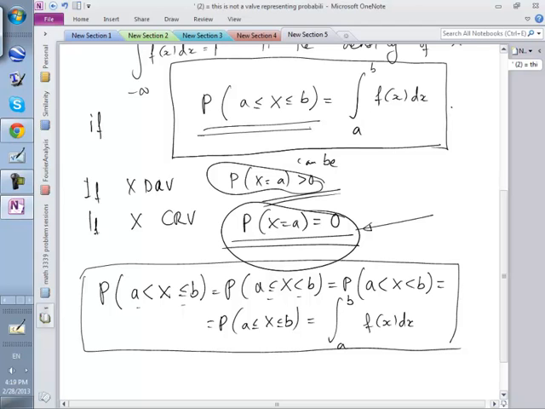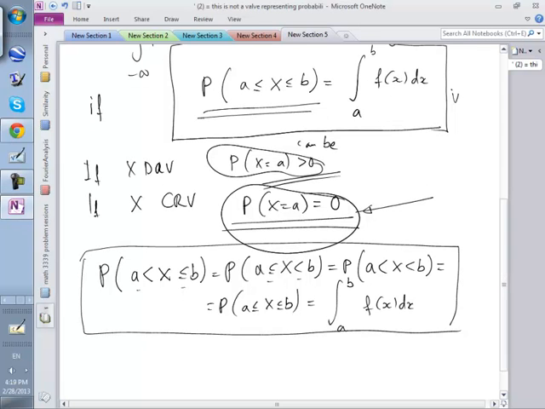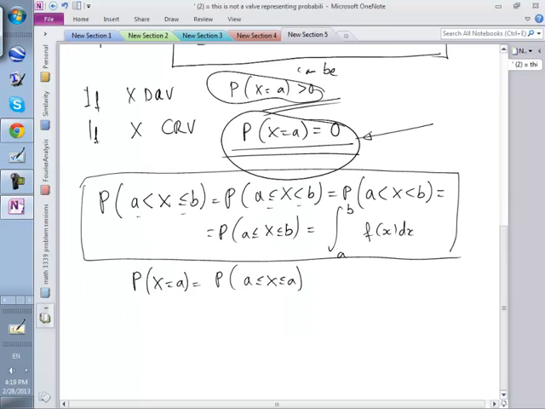You see, this is the fundamental equation which connects probability with the density function for continuous random variables. So the probability that x takes the value a is the probability that x takes values from a to a, which means that you would integrate from a to a the density function. But when the interval of integration has length 0, the integral is equal to 0.